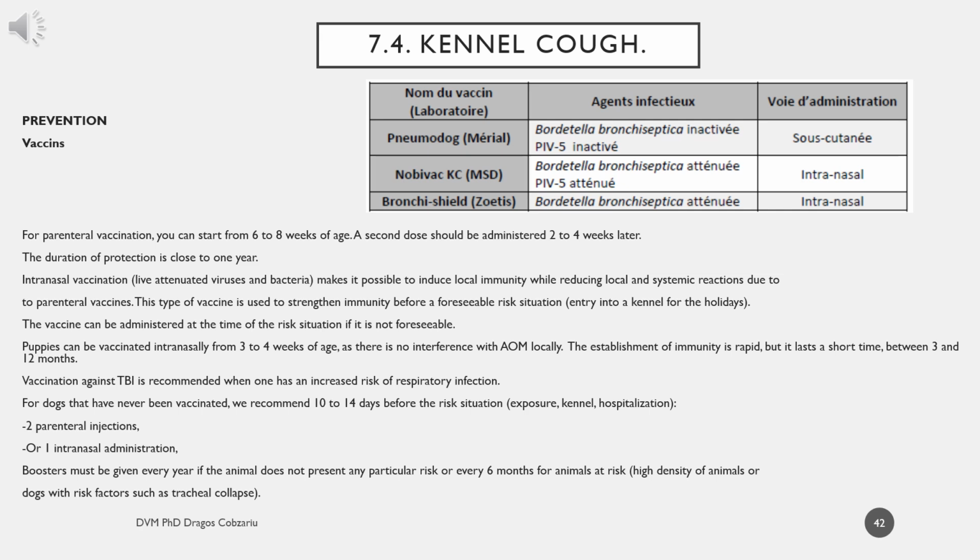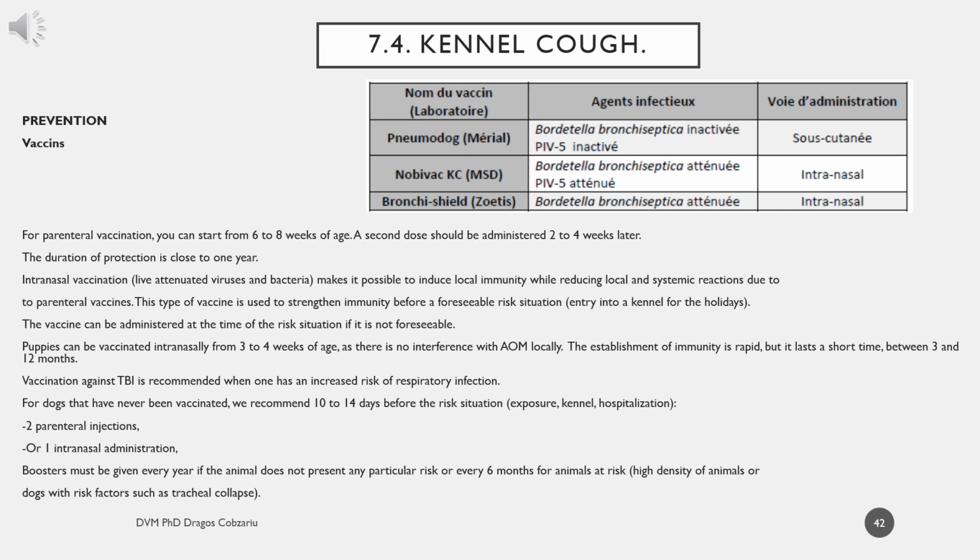Intranasal vaccination, live attenuated viruses and bacteria, makes it possible to induce local immunity while reducing local and systemic reactions due to parenteral vaccines. This type of vaccine is used to strengthen immunity before a foreseeable risk situation, entry into a kennel for the holidays. The vaccine can be administered at the time of the risk situation if it is not foreseeable. Puppies can be vaccinated intranasally from 3 to 4 weeks of age, as there is no interference with AUN locally. The establishment of immunity is rapid, but it lasts a short time, between 3 and 12 months.